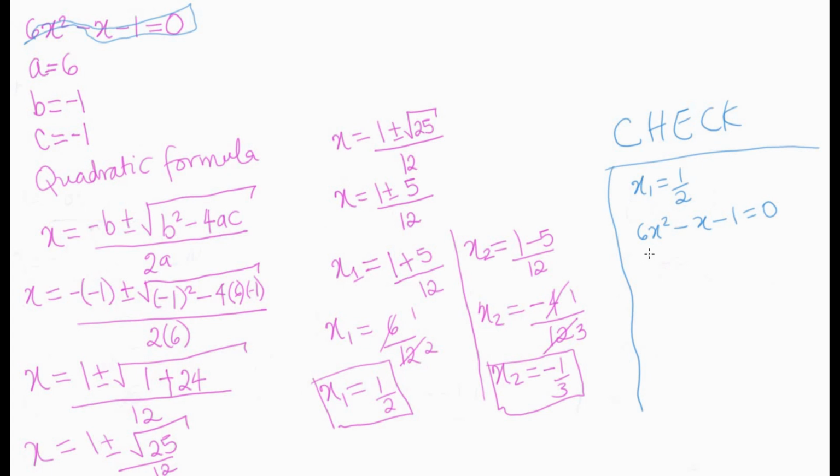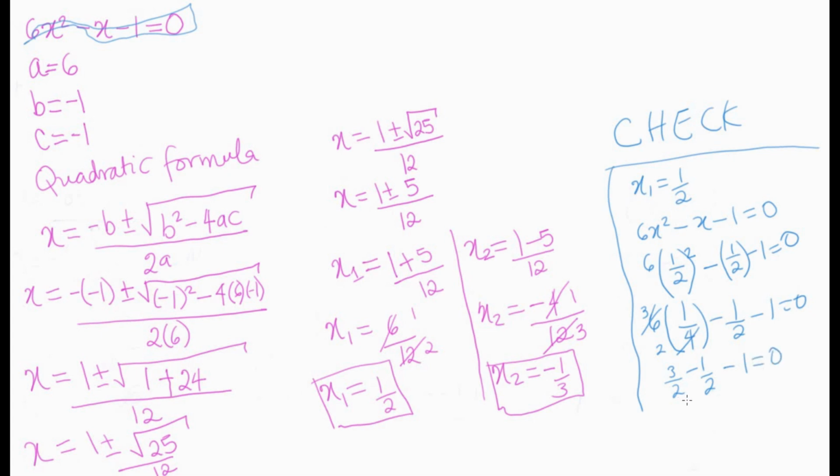So we have 6 times 1 over 2 squared minus 1 over 2 minus 1 equals 0. So 1 over 2 squared is 1 over 4, so 6 times 1 over 4 minus half minus 1 equals 0. So basically 2 here, 2 here, 3. So we have 3 halves minus 1 half minus 1 equals 0.